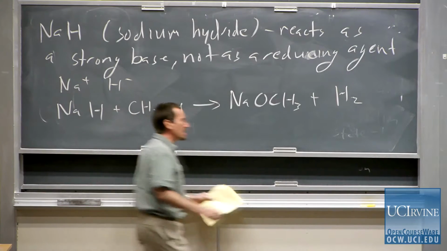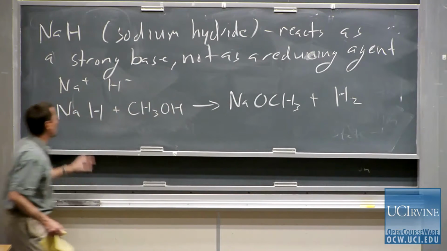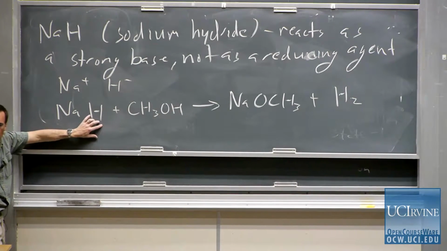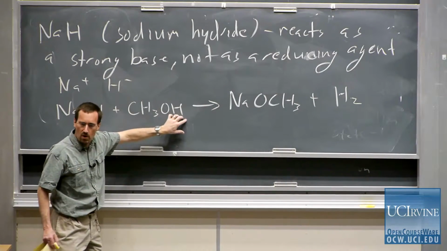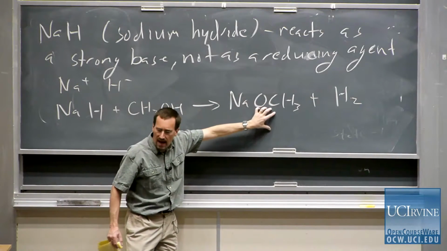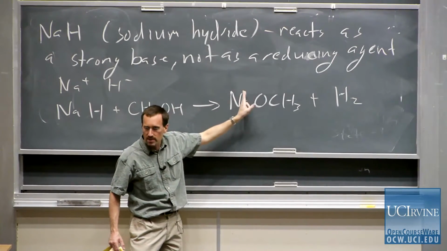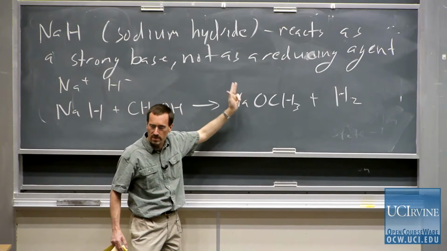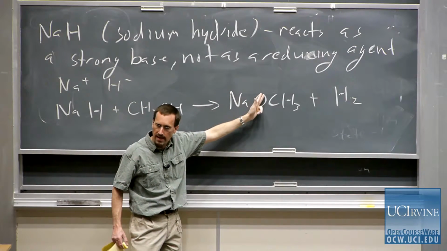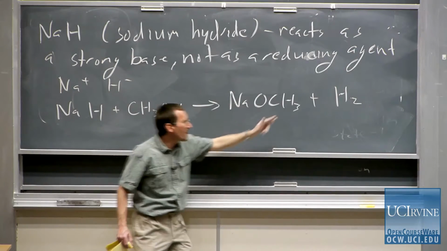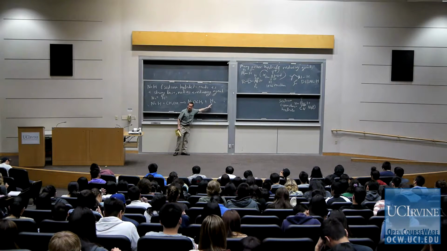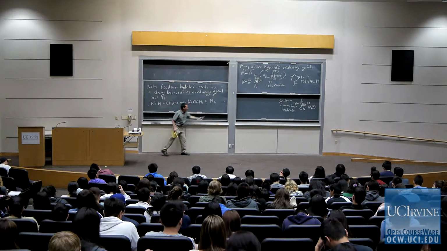Hydrogen has a pKa, so this is an acid-base reaction. Hydride anion reacts with methanol to give methoxide anion. I've just shown it as NaOCH3, but of course that's Na+ OCH3-, an ionic compound, plus hydrogen gas. So this is an acid-base reaction.